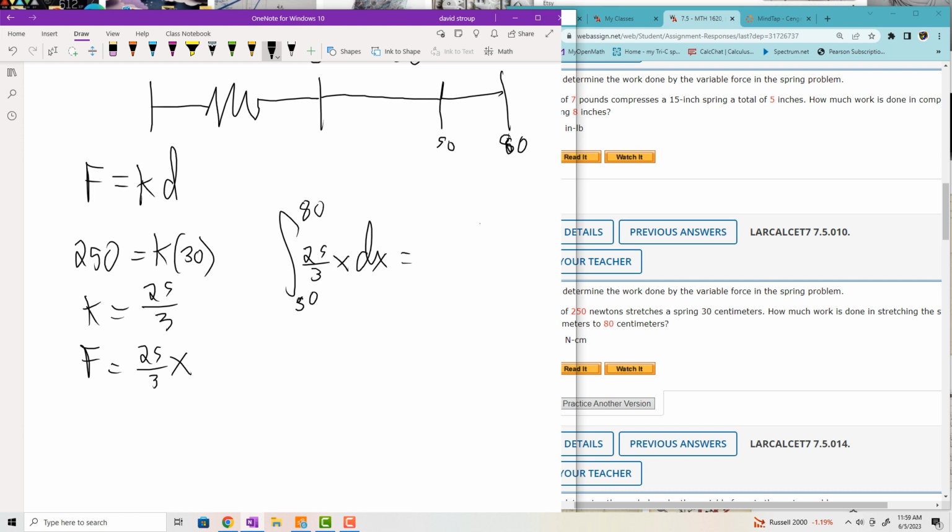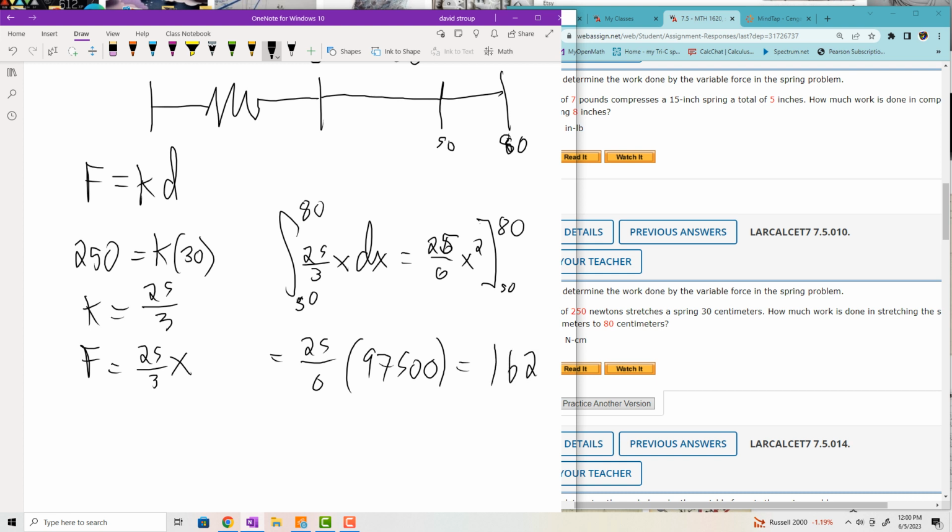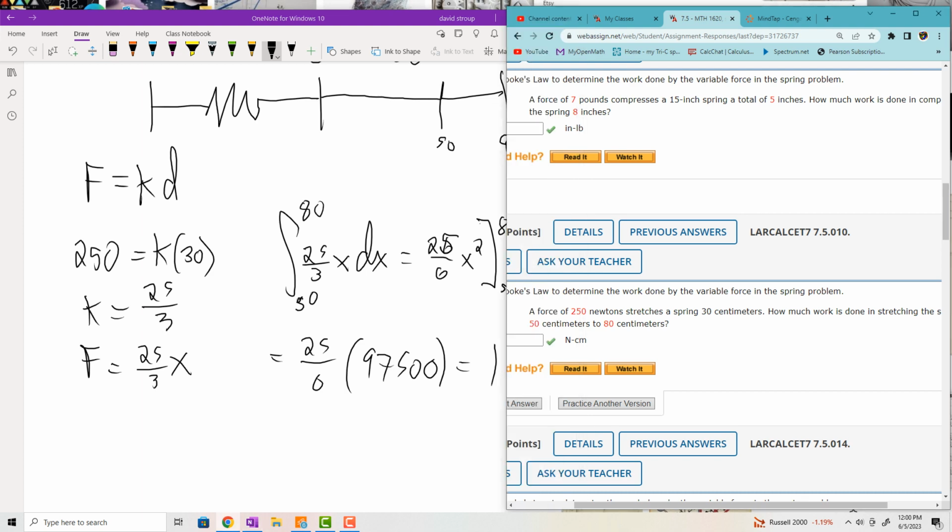Anyways, integrating here, you get 25 x squared over 2 times the 1/3. It gives you 25/6 x squared, and I need to go from 50 to 80. So this will be 25/6 times, I went ahead in my calculator earlier and figured this out, 97,500, and then evaluating that will give you 16,250 Newton centimeters. Okay, great.